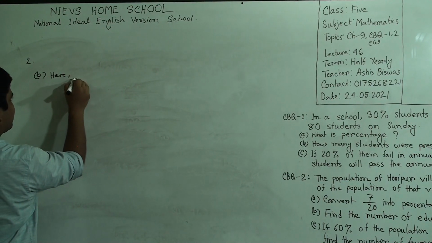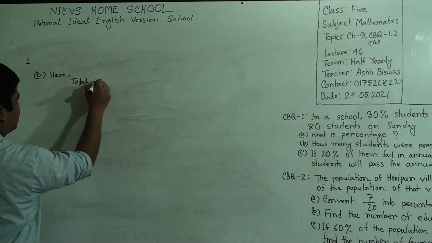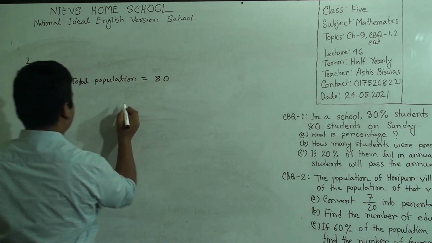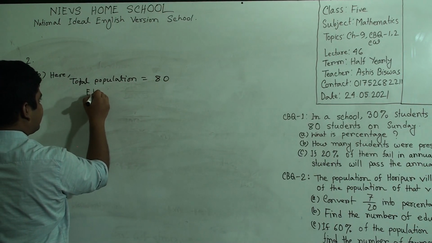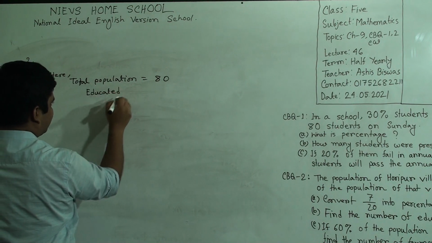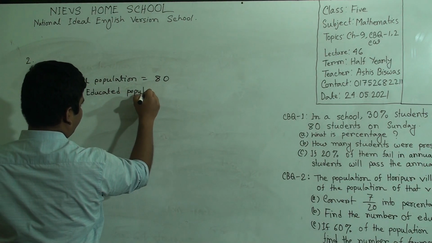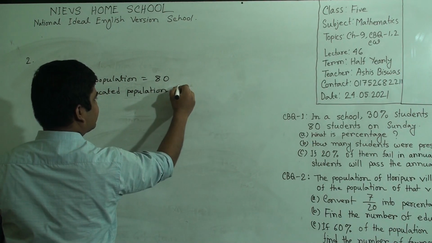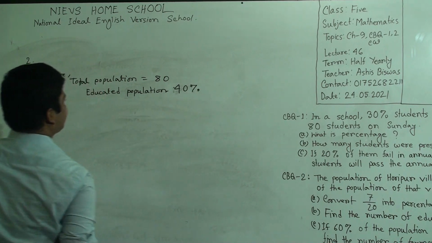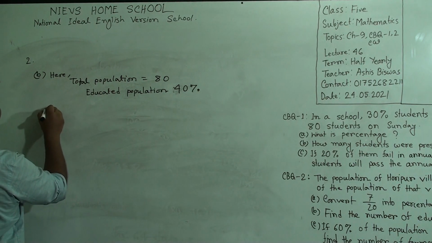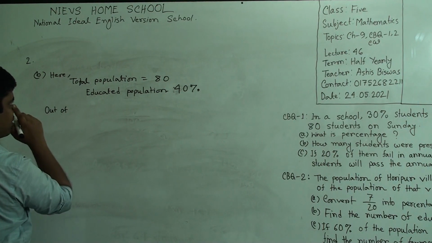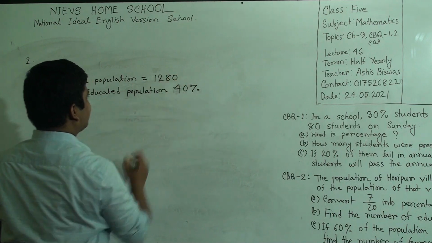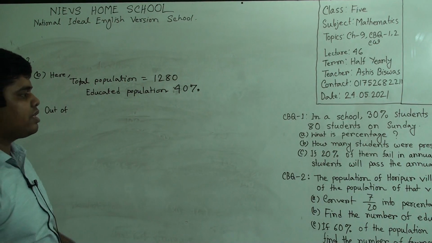Here total population equal to 80. Educated population 40%. Now from this information we can write out of total population, not 80, it will be 1280. Sorry, total population is 1280.